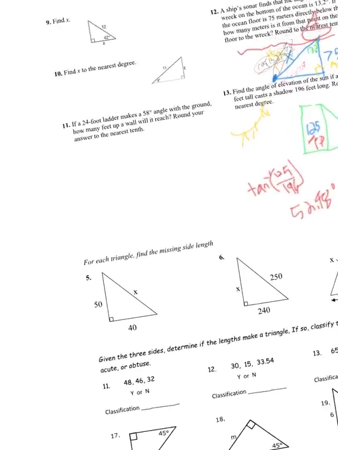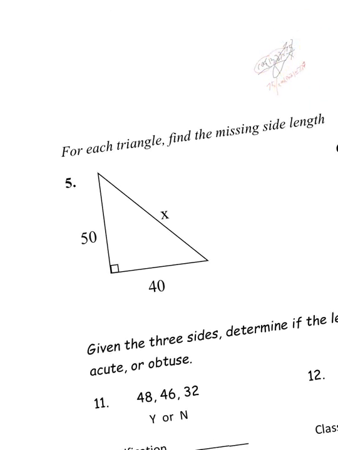For each triangle, find the missing side length. These are all Pythagorean theorem ones. You just got to go 50 squared plus 40 squared. And hey, you're taking the square root of that.